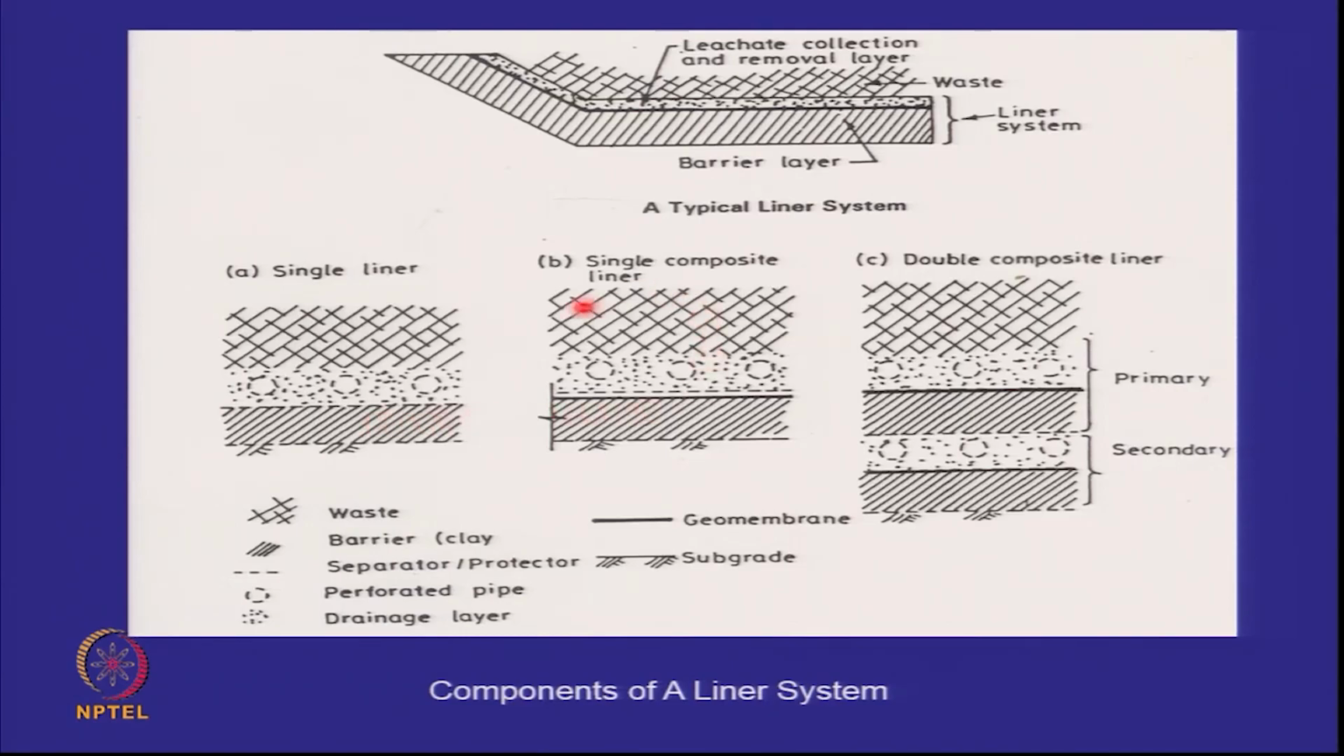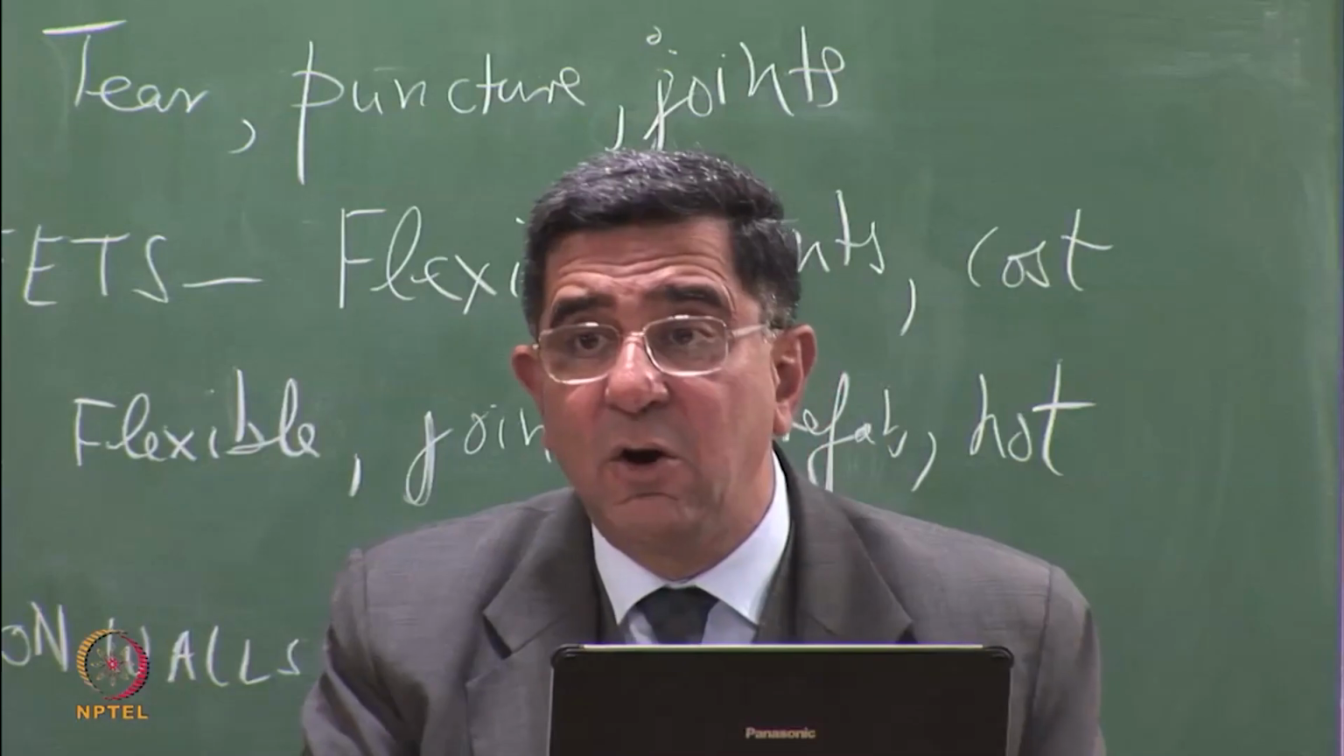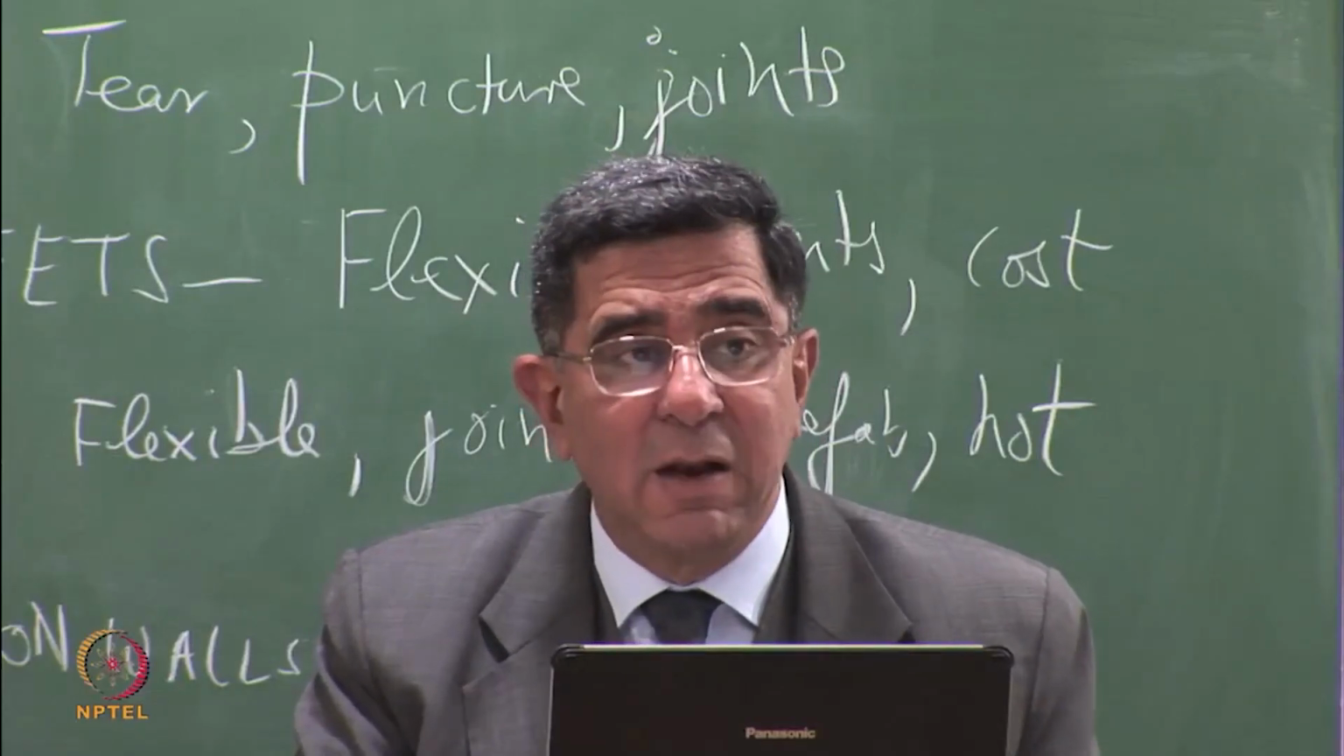The minimum requirement for municipal solid waste landfills is a single composite liner. There must be a geomembrane in close contact with the clay. And the minimum requirement for hazardous waste landfills is a double composite liner. Please distinguish between a double liner and a double composite liner. What is a double liner?